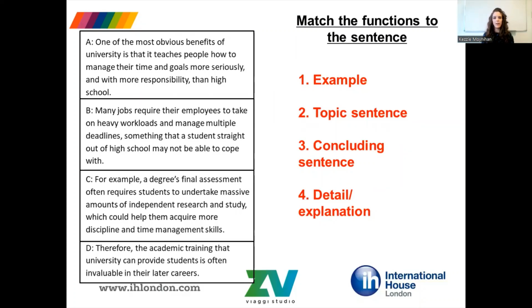Here we have the first main body paragraph divided into 4 sections. Section A, B, C, and D. I'd like you to match the functions on the right to the section of the paragraph. Which part of the paragraph provides an example, which is the concluding sentence? When you're ready, please go to the next slide for the answers.